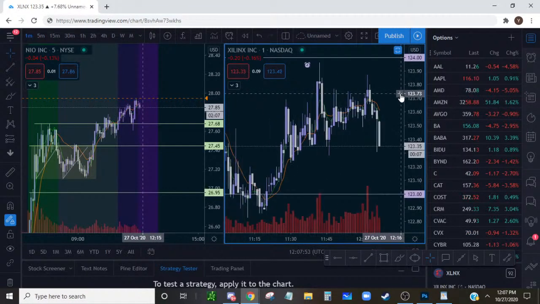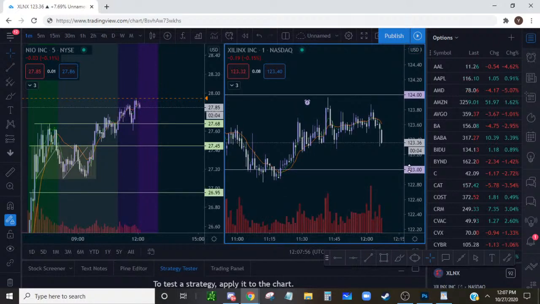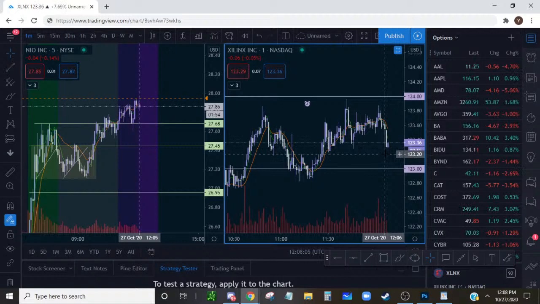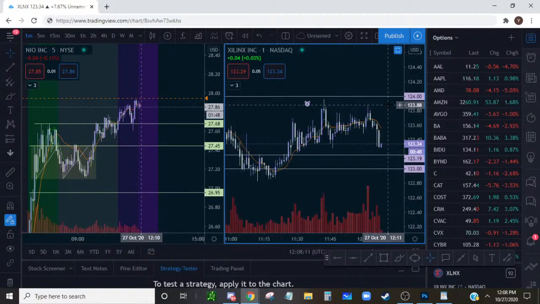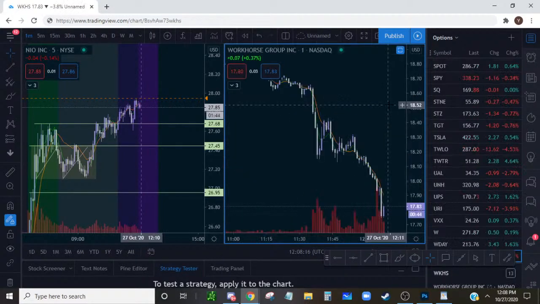That's a 1 minute chart. That 1 minute is stupid bearish. But going off of this, we should catch some support right around here. I want to see what Workhorse is up to. Damn.